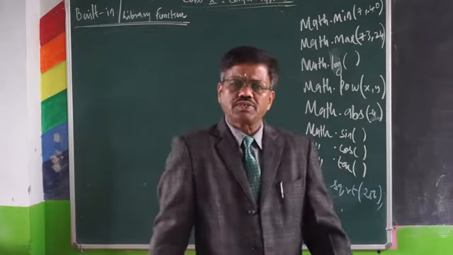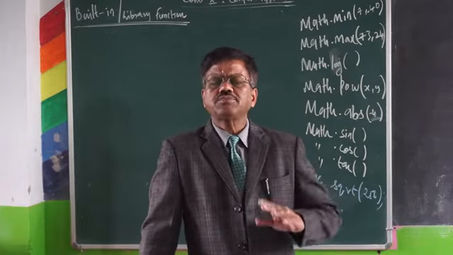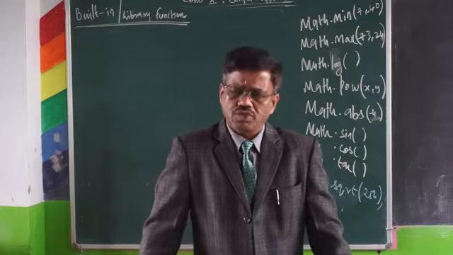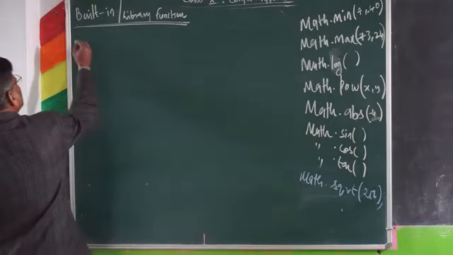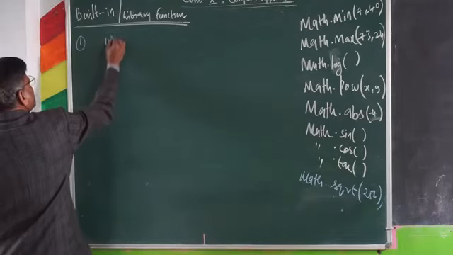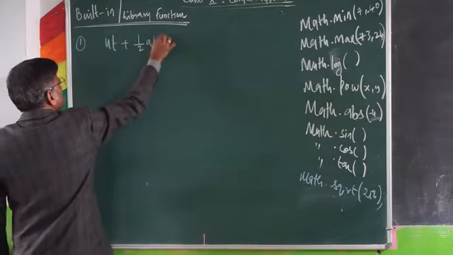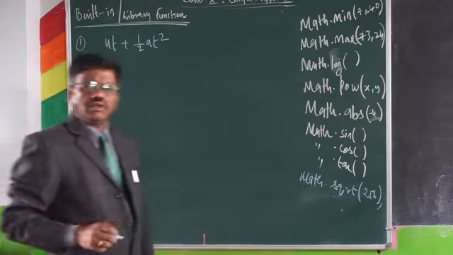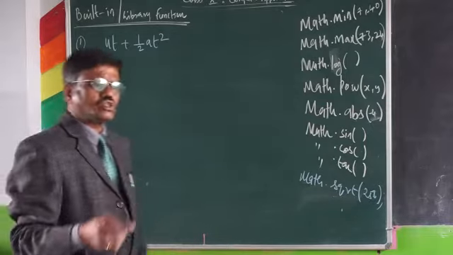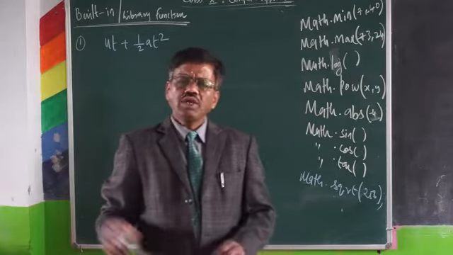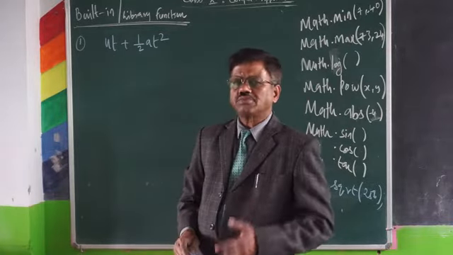I am going to give some expressions in algebraic form that need to be converted into Java form. Here is a very simple expression. The first expression is one most of you must be familiar with: ut plus half at square, given in algebraic form. I want to convert this into Java form. You cannot type such an algebraic expression in programming. This has to be converted into Java form.